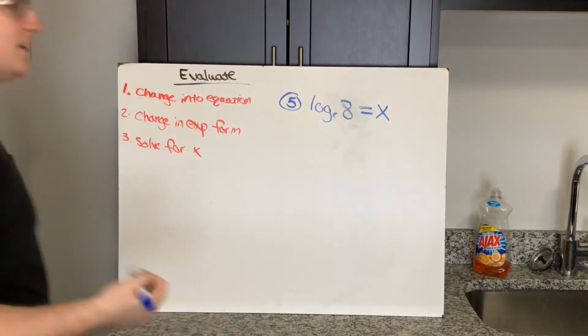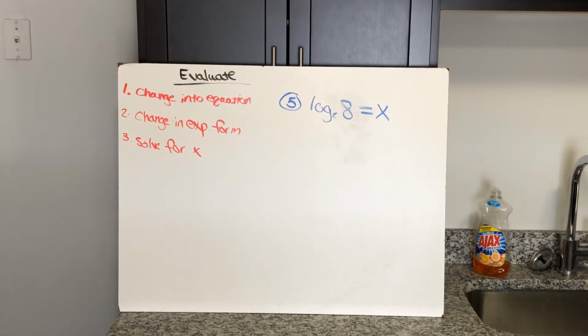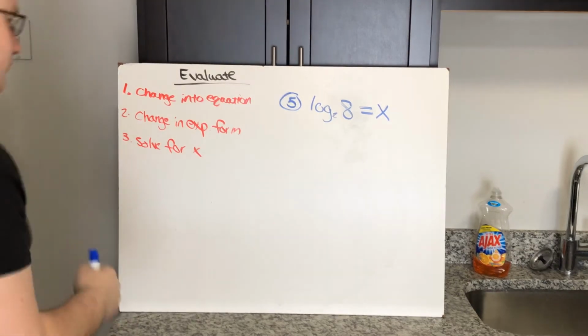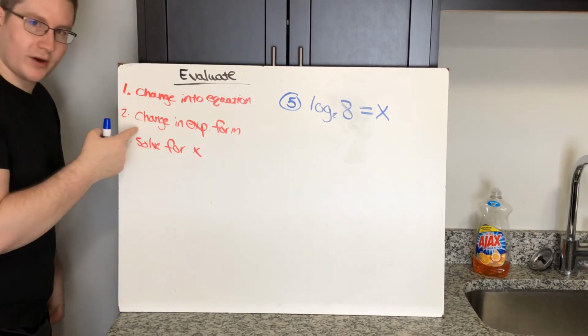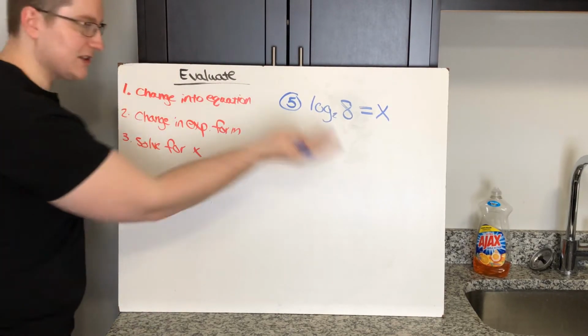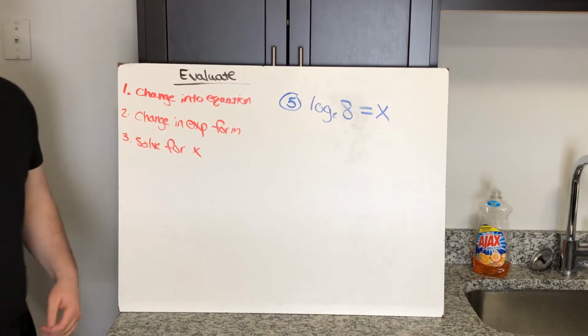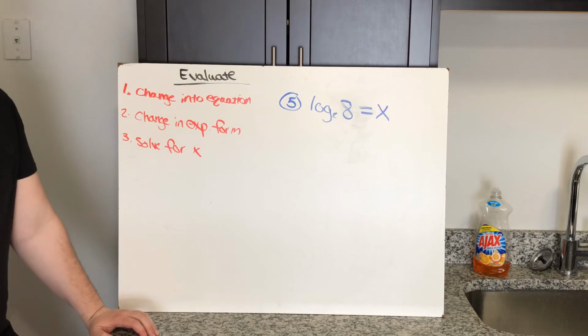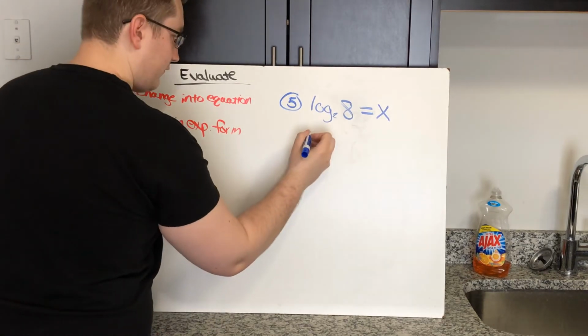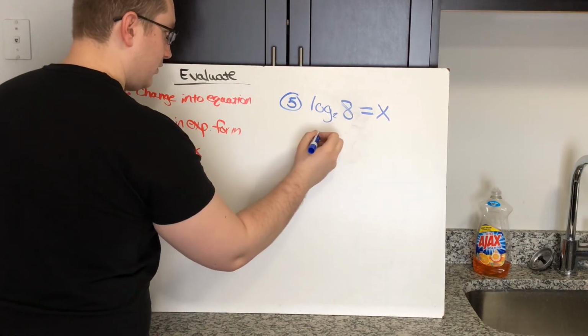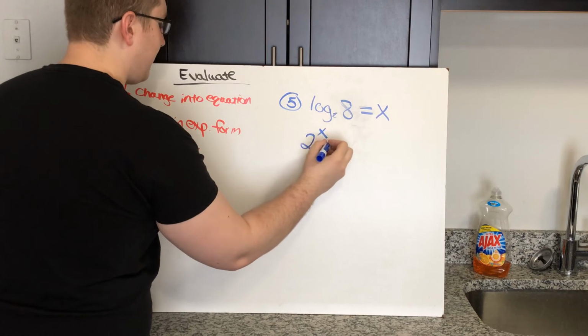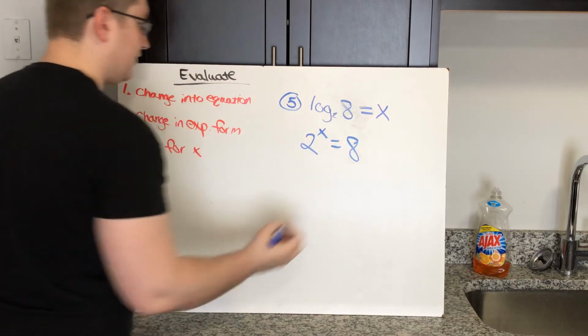We want to set it equal to some variable in order to make an equation so we're actually able to solve this. Step 2, we're going to change this to exponential form. This is log form because there's a log here. We want to turn it into exponential form where there's an exponent. So I'm going to have 2 raised to the x power is equal to 8.